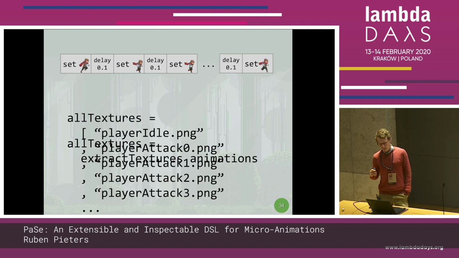And so, for example, in the demo application that I created, I used this idea. Instead of having to enumerate all the textures that my animations use, which would look something like this, I can analyze or inspect the DSL, extract the textures that are used inside my animations, and then load the textures into memory without having to enumerate everything myself.